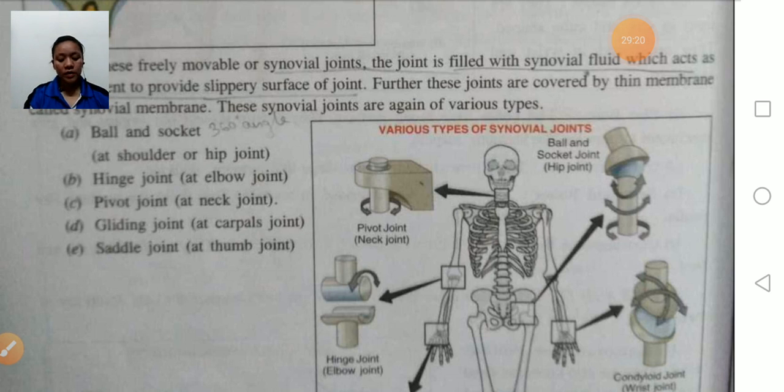Next is the condylar joint. The condylar joint is present in your wrist. It will provide you flexion, extension, abduction, adduction and circumduction movement.